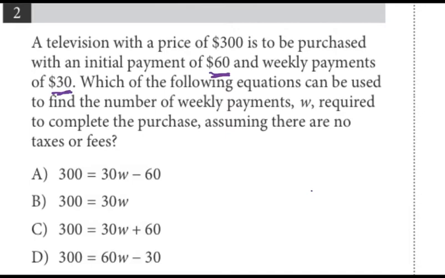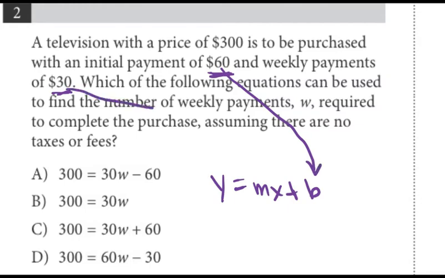So our one-time payment of $60 is usually like in the form of y equals mx plus b, slope-intercept form. Our fixed cost of $60 would be our intercept. Our y-intercept would be 60, and our slope would be 30, because it's $30 every week. So depending on how many weeks, that will constitute how much our total payment is.